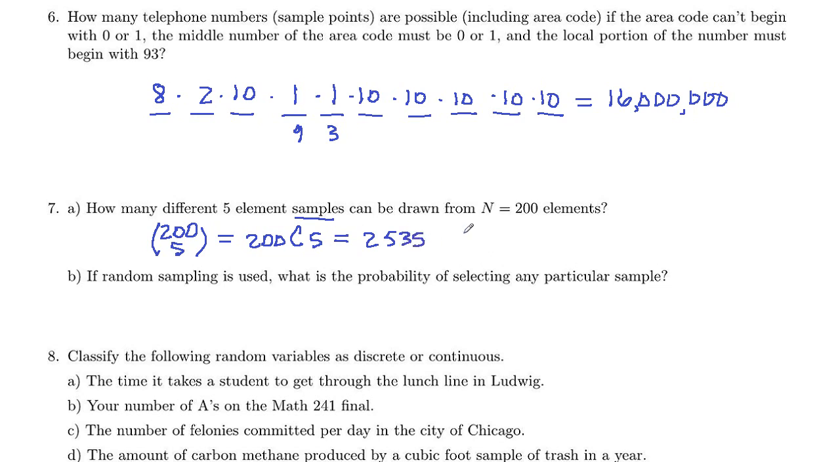And if you plug that in on the calculator, you should double check it. 2535, 650, and 040. So let's see, what is that? 2,535,000,000.